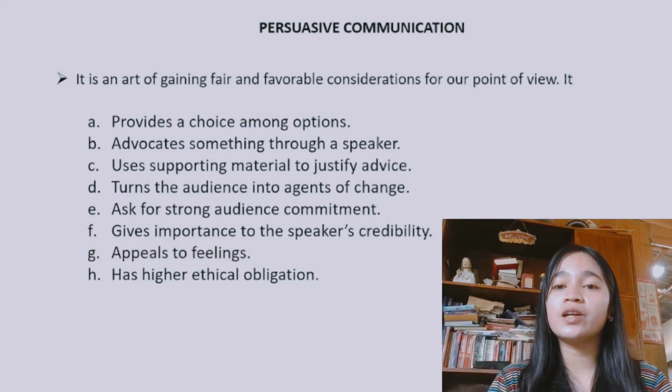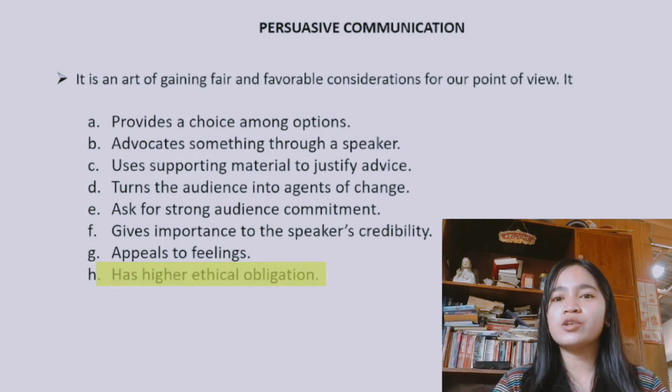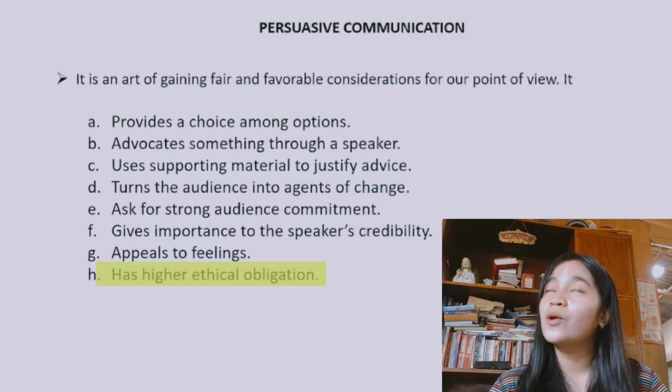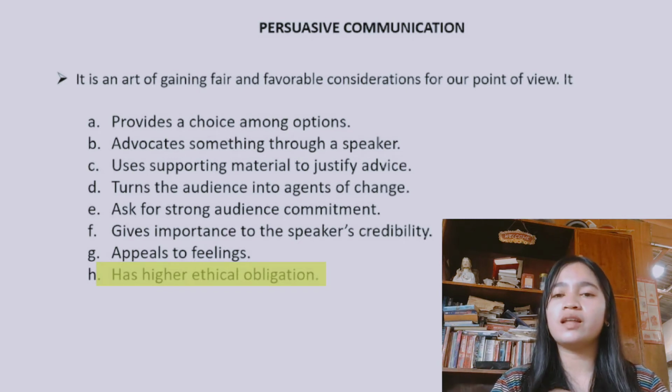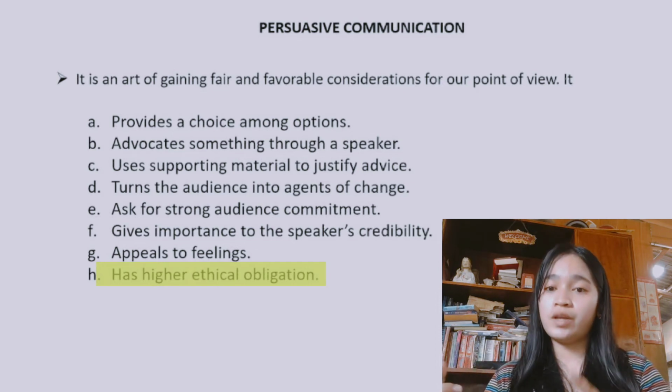It has higher ethical obligation. So according to my research, not all persuasion is ethical. We consider persuasion as unethical if the purpose is for personal gain at the expense of others, or personal gain without the knowledge of the audience.